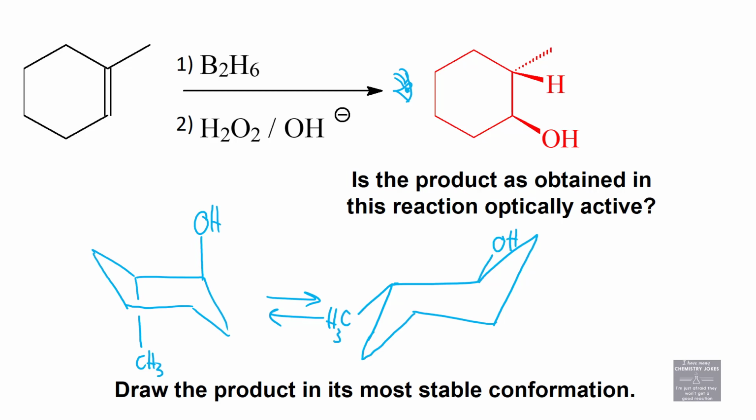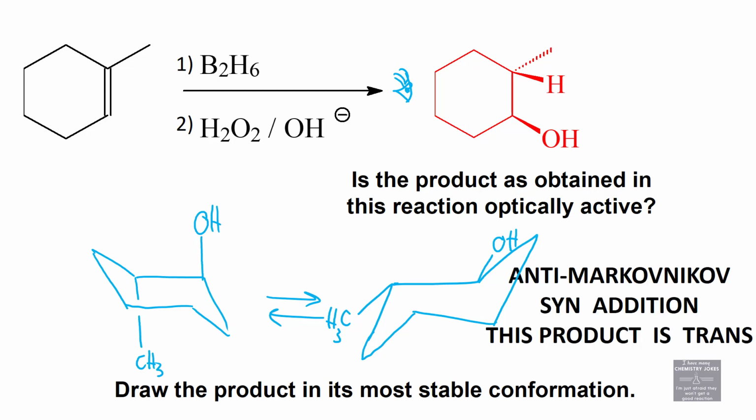You can't put all that old knowledge by the wayside. It's still all relevant, unfortunately. So overall, this reaction gave me an anti-Markovnikov addition. That means the hydrogen went to the side with fewer hydrogens. It gave me a syn addition product, but what got added syn? The H and the OH, and this product would be considered trans. That's because if you consider the two hydrogens attached, those two hydrogens are pointed opposite directions. It is a trans product, even though you did syn addition.